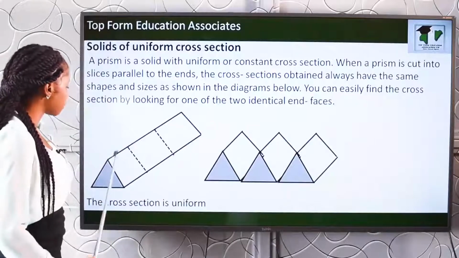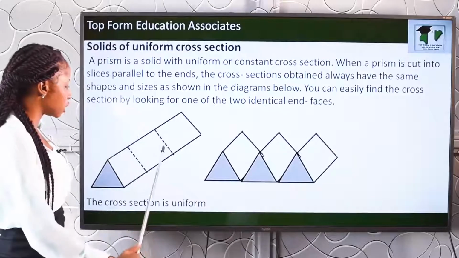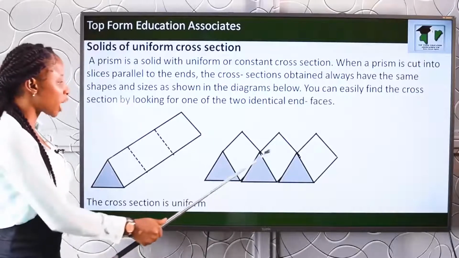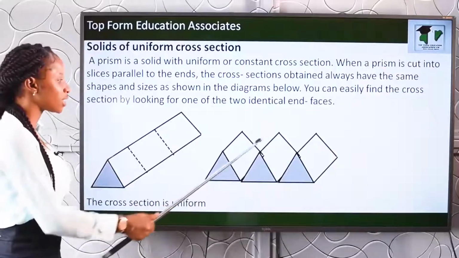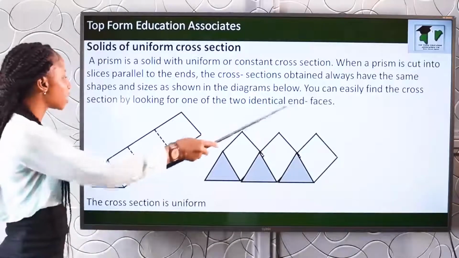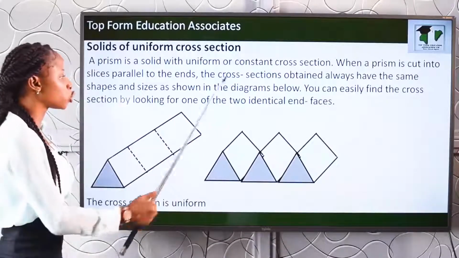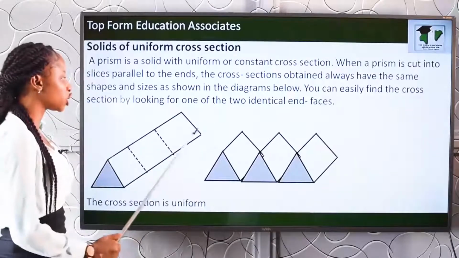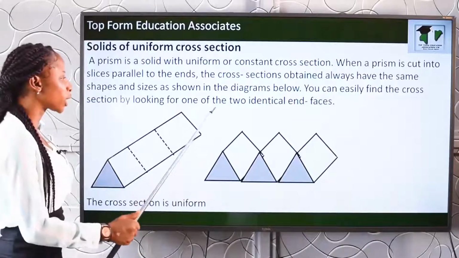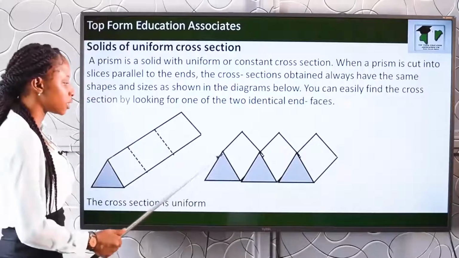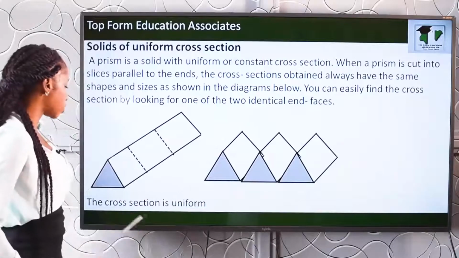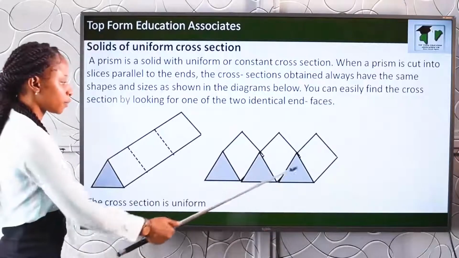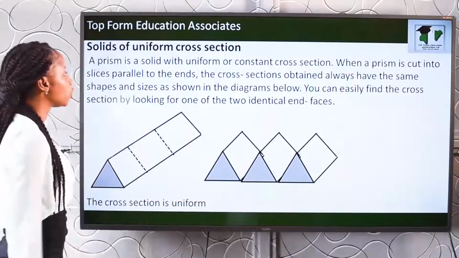Let's look at this prism here. We cut this prism into three. Now, if you look at it when it is cut here, you see that they are the same. It has a uniform shape, a uniform size, equal lengths. You can easily find the cross section by looking for one of the two identical end faces. If you are looking for the cross section of a prism, you can identify it by looking for the similar, identical end faces. Looking at this prism, you see that the cross sections are the same. We have three and they are all uniform.